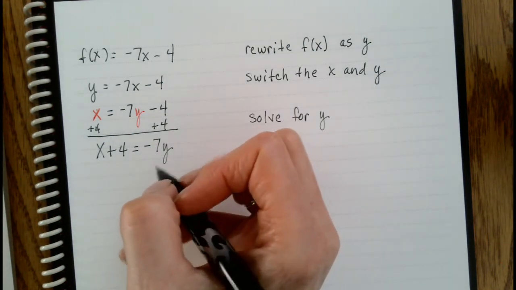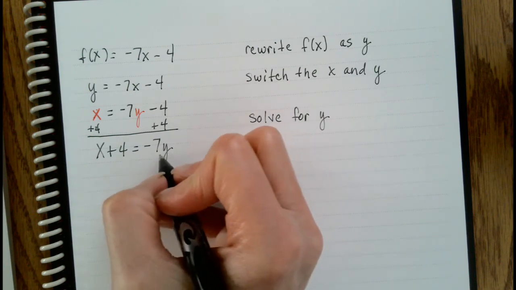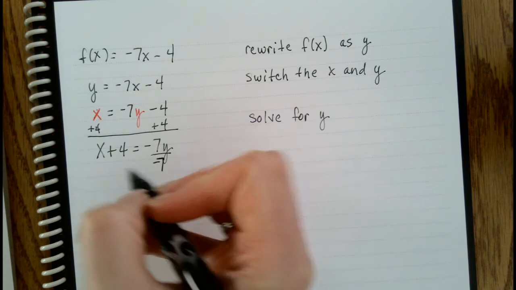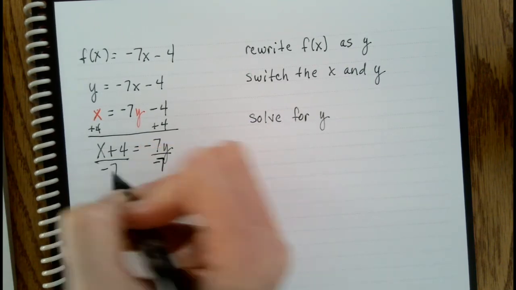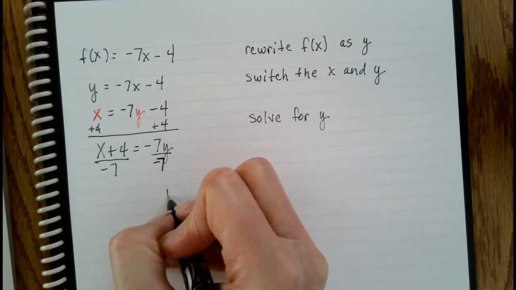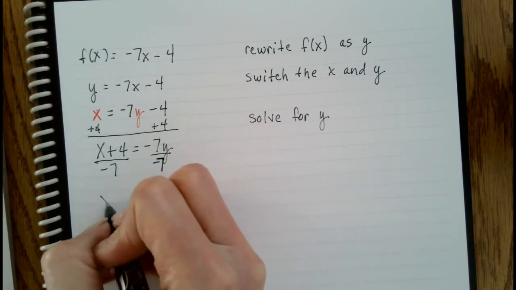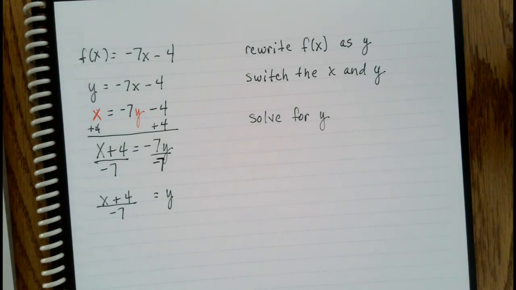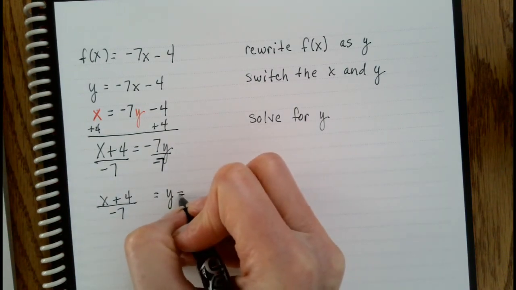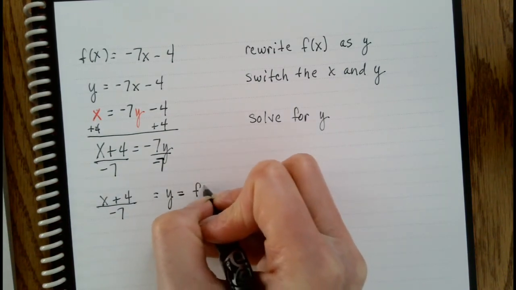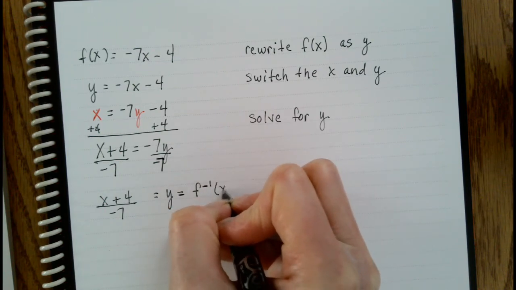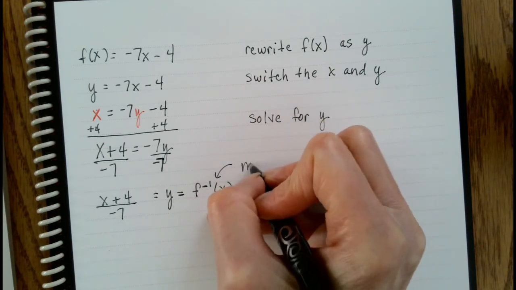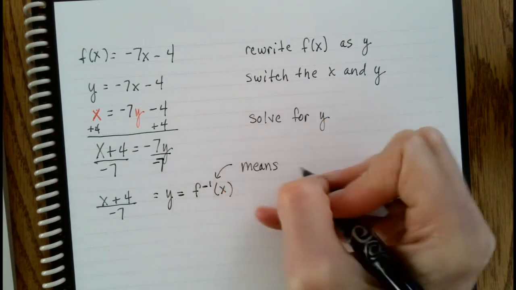And the way that the program finishes it is they divide this side by negative 7, and they divide this side by negative 7. So we get y equals x plus 4 divided by negative 7. By the way, the inverse notation is f to the negative 1 of x, and I'm going to put this, which means inverse.